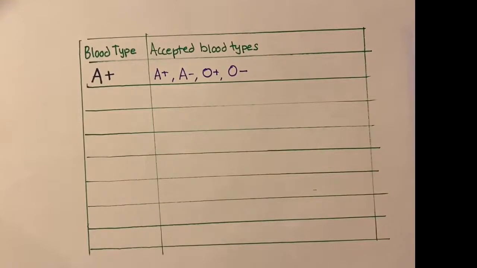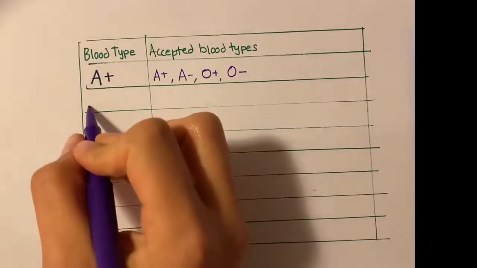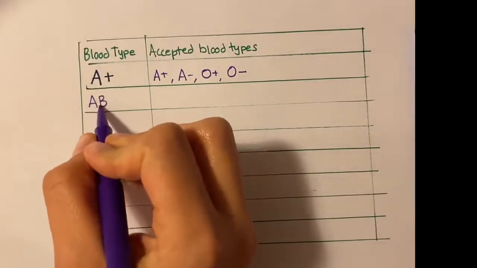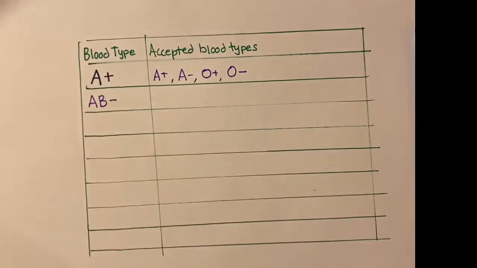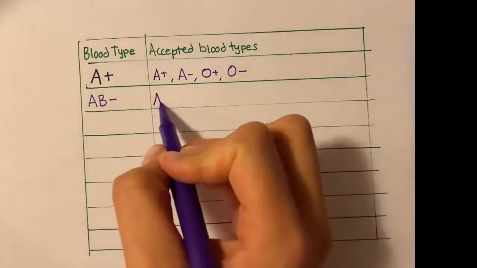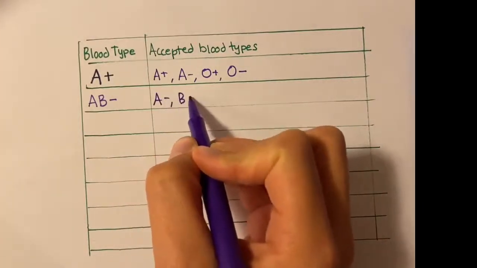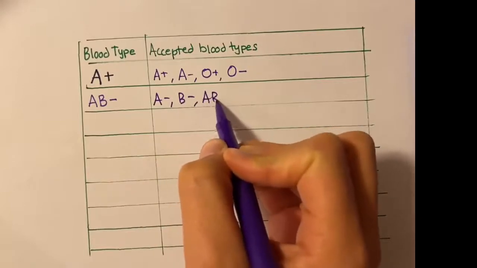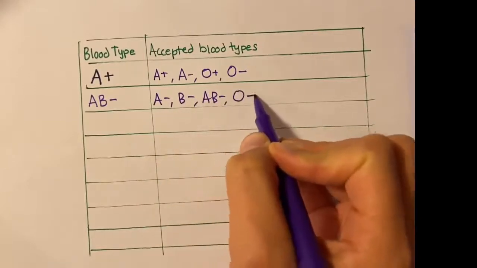If you have the blood type AB negative, you have the antigens for type A blood and type B blood, and you lack the antigen for Rh blood. You can accept blood that has the A antigen and the B antigen, but you cannot accept blood that has the Rh antigen because that is foreign to your body. So you can accept blood that is A negative, B negative, AB negative, or O negative.